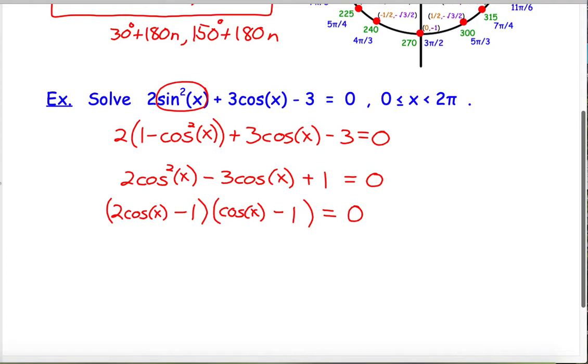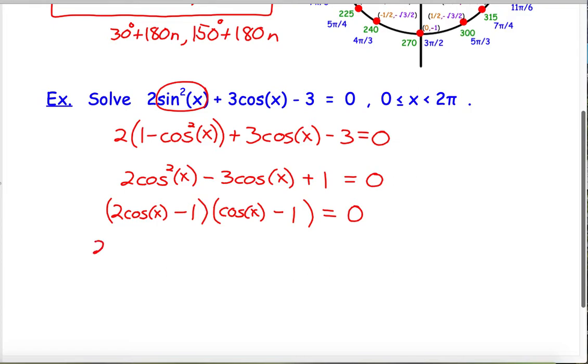So if you go ahead and distribute, or FOIL, that's going to give me a 2 cosine squared. That'll give me a negative 2 cosine x. Another negative 1 cosine x combines to be negative 3 cosine x. And then a positive 1, or plus 1. So I factored it correctly. I checked that by distributing. Now I have something times something equals 0.